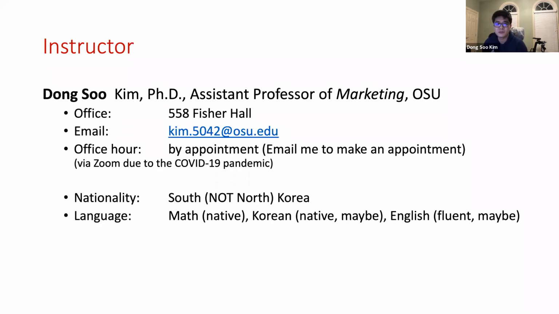I'm currently an assistant professor of marketing at Ohio State University. And this is my contact information. My office is 558 Fisher Hall, but you cannot meet with me in this semester. And in this semester, I do not have a fixed office hour because of the coronavirus pandemic. This is my email address, so you can email me to make an appointment. I'm going to respond to your message with a Zoom meeting invitation as soon as possible.